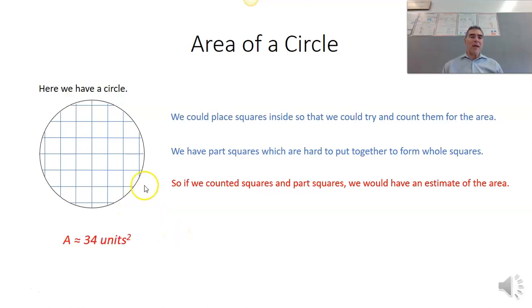So I think we've got an area of approximately 34 square units with this particular circle, when we put all our little bits together.